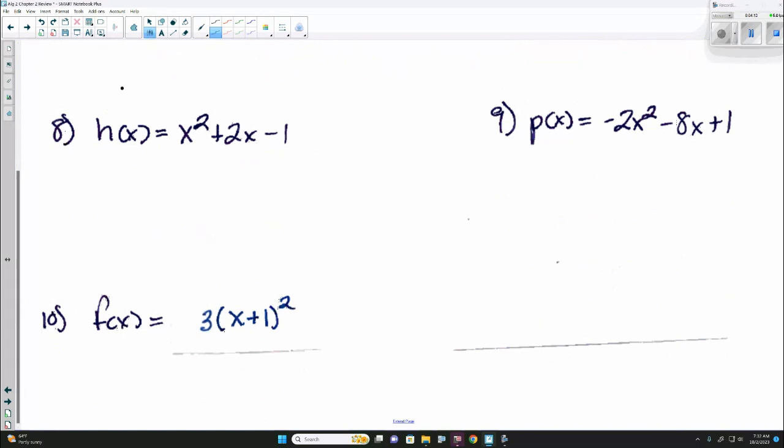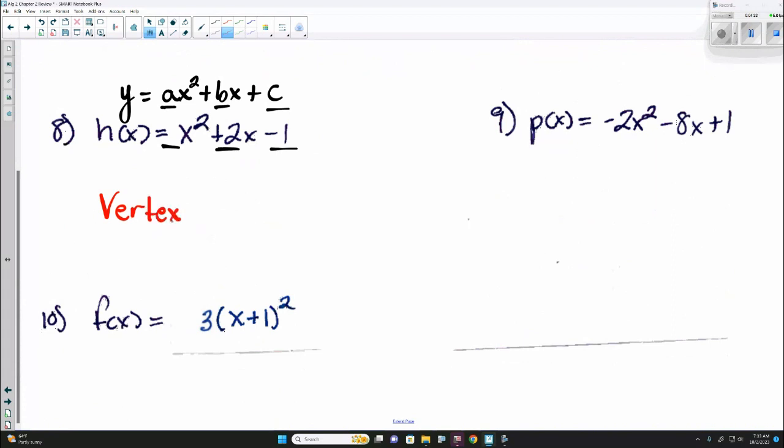Both of these are in standard form, which is matching our ax squared plus bx plus c. A is the number in front of x squared, b is the number in front of x, and c is our last number. A, b, and c, none of these will have a variable attached with them.